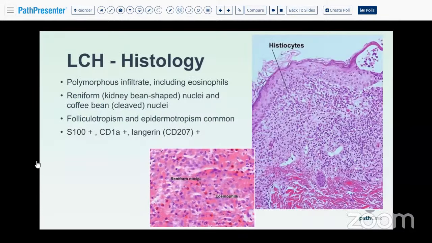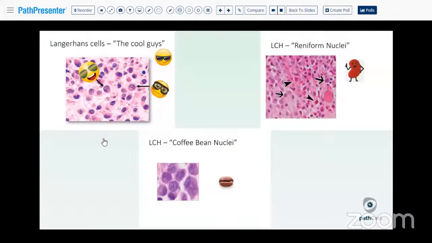Just a quick word on staining, because they do like asking stains for histiocytoses, differentiating them. S100 positive, CD1a positive, and Langerin positive is the characteristic staining profile of Langerhans cell histiocytosis.